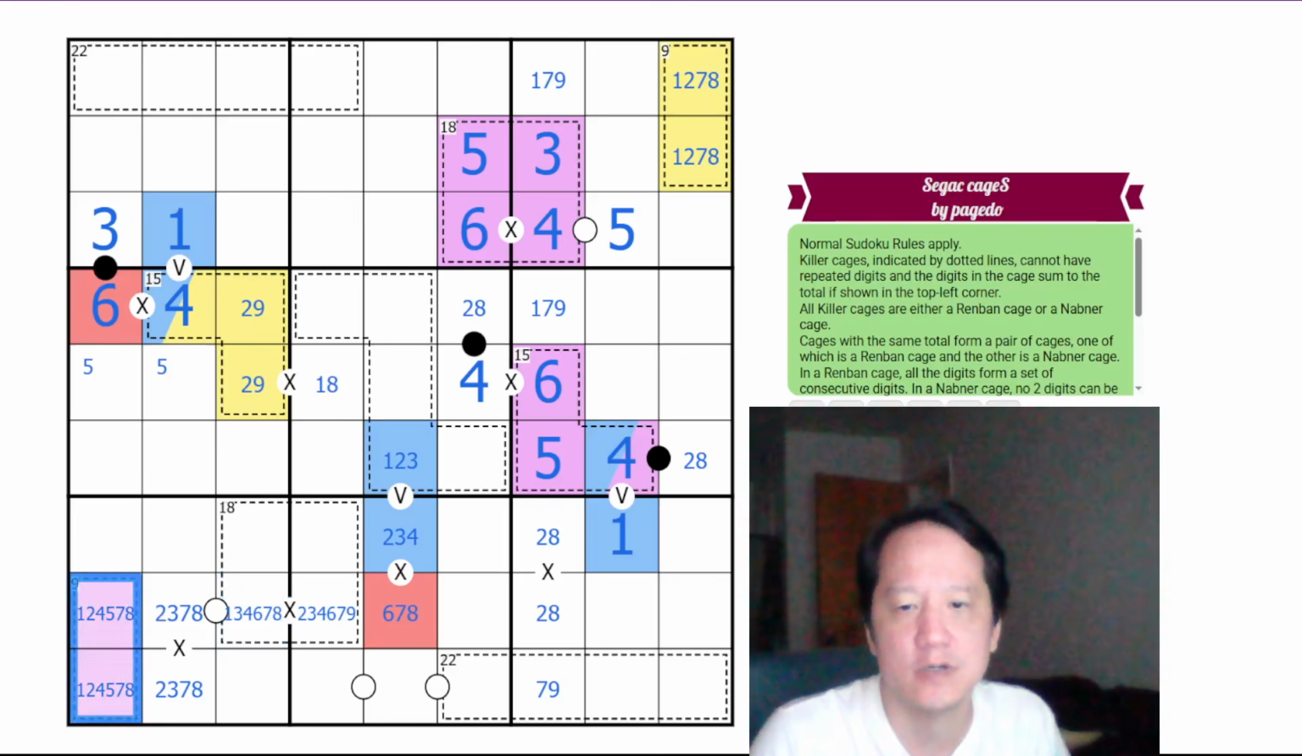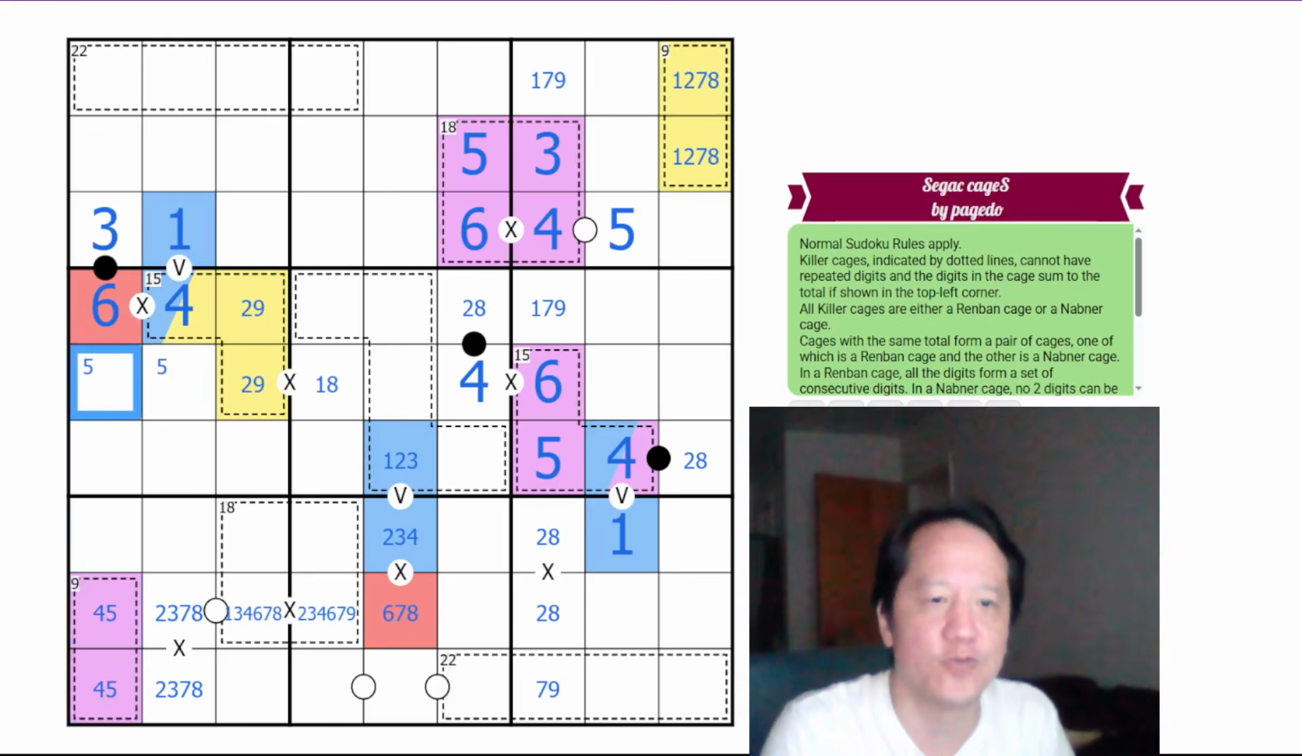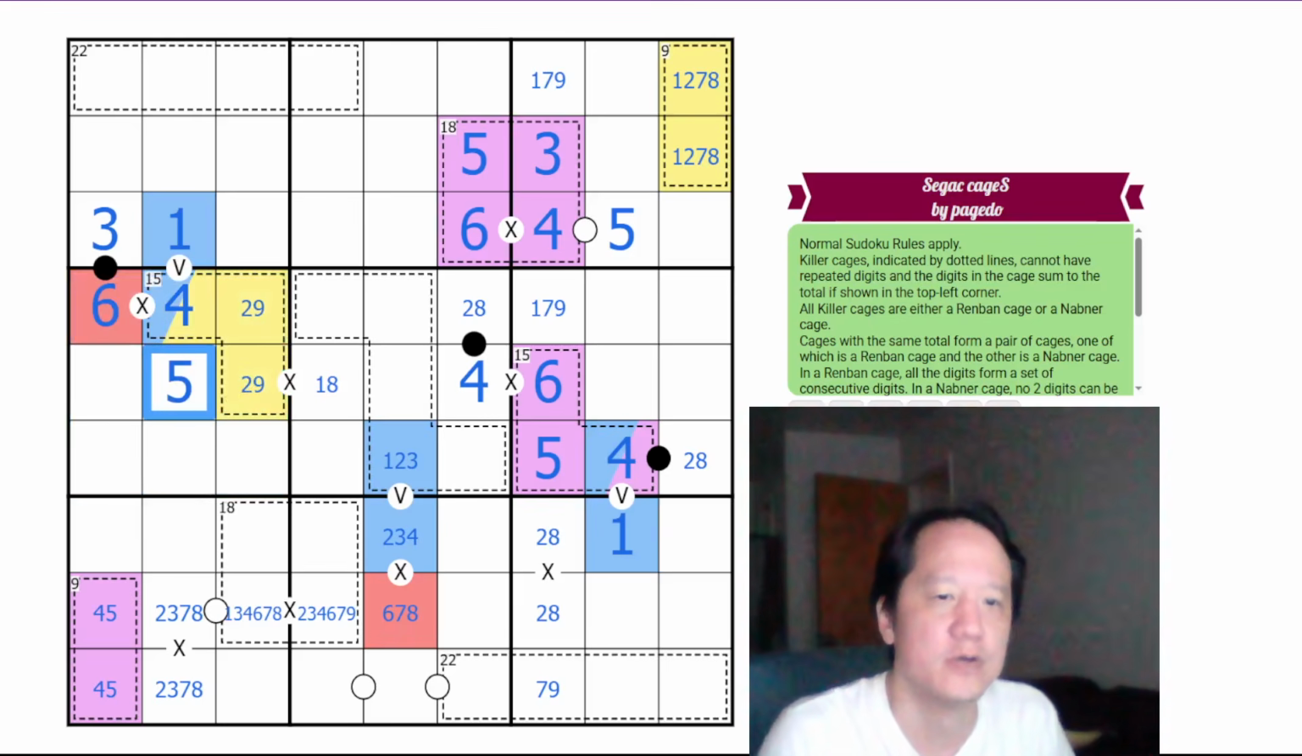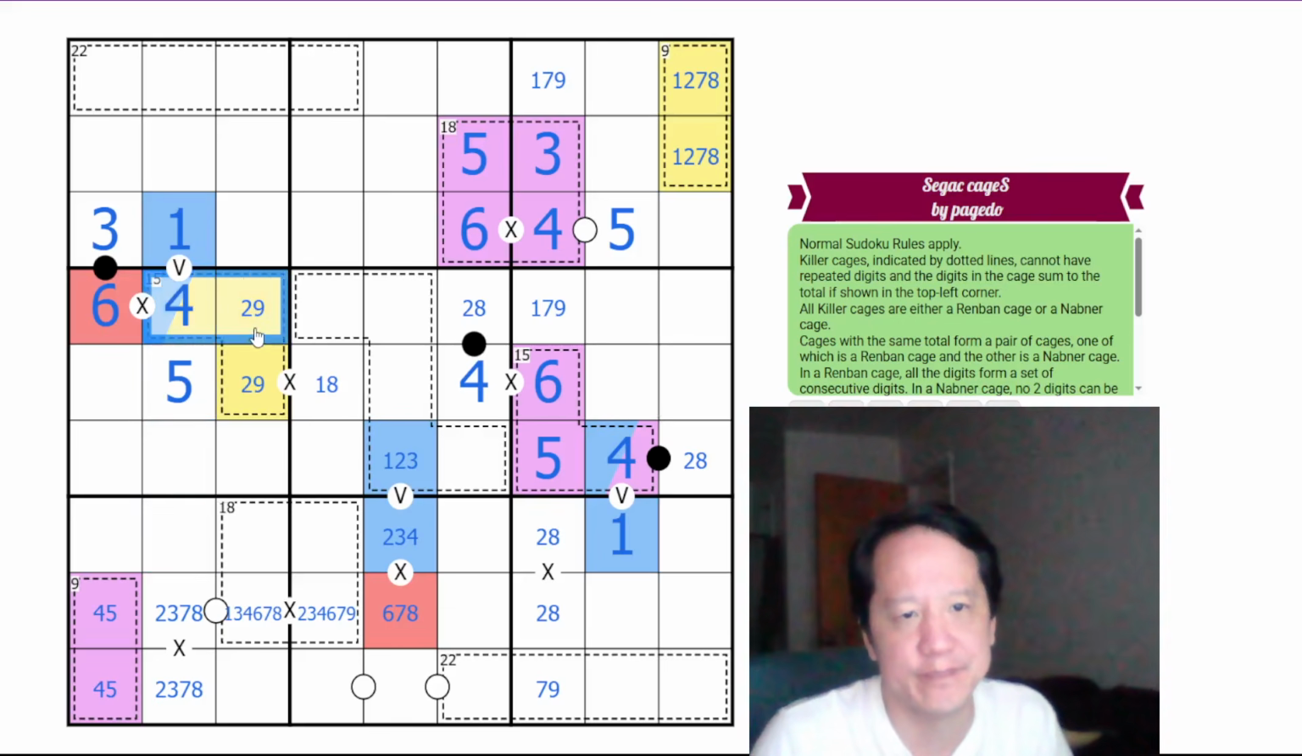This is 4-5 here, which eliminates 4-5 in the rest of the column. Where is 5 in this left central box? It can only be here now. So this is 5.